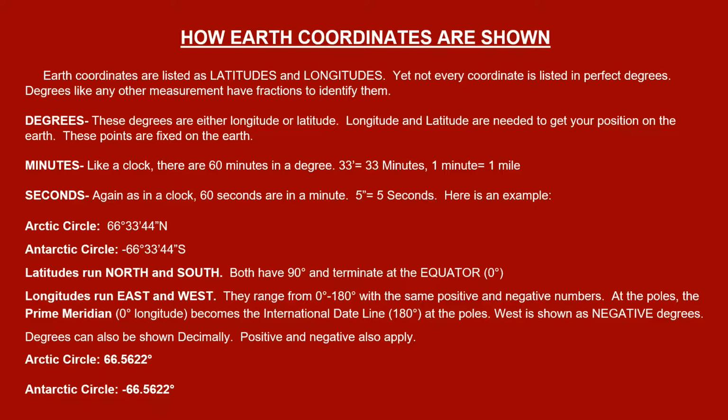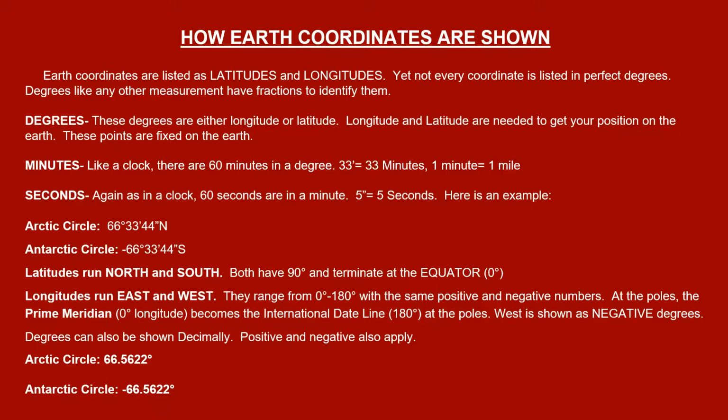Longitudes run east and west. They range from 0 to 180 degrees with the same positive and negative values. At the prime meridian, 0 degrees longitude becomes the international dateline at the poles, and west is listed as a negative value. Degrees can also be shown decimally. Positive and negative also apply.